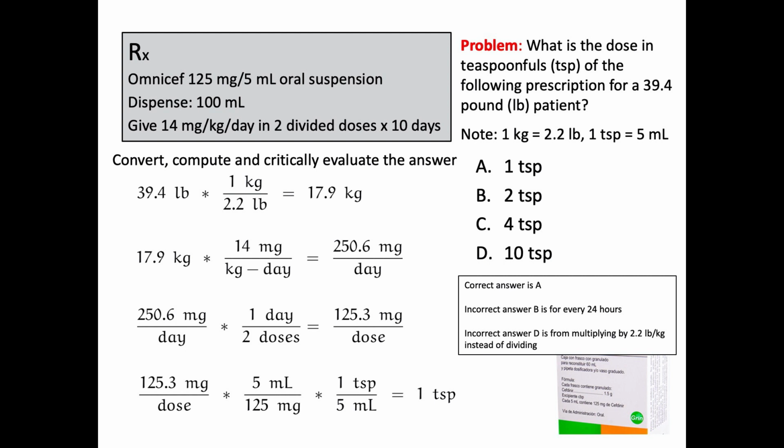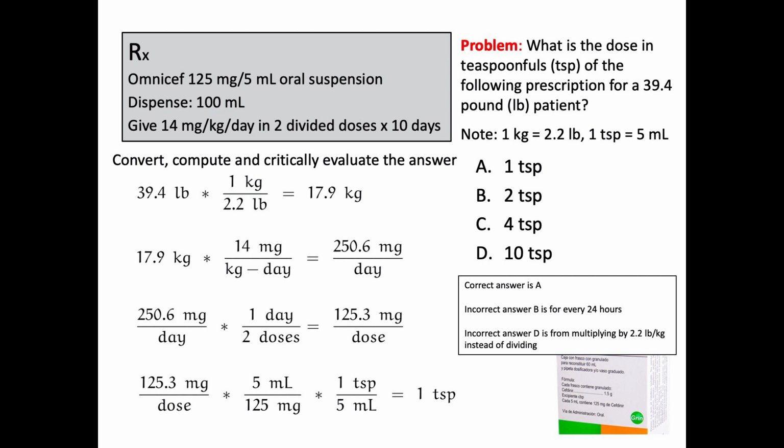Now I emphasize day, because now we need to know the milligrams per dose. So let's take the 250.6 milligrams per day times the fact that in one day there are two doses. That way the units of day cancel, and when we divide by 2, we see that there's 125.3 milligrams per dose. The last step is that we're trying to find the volume per dose.